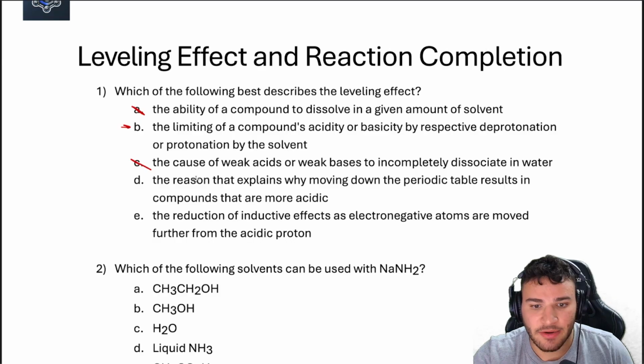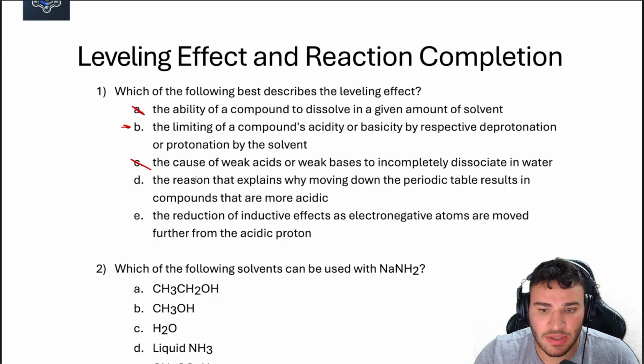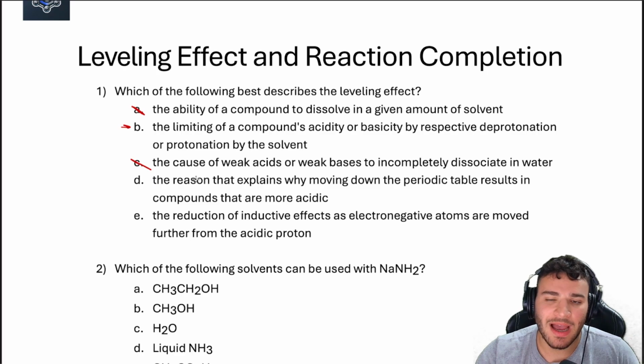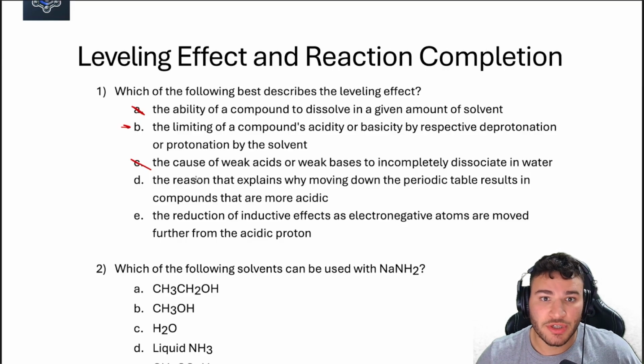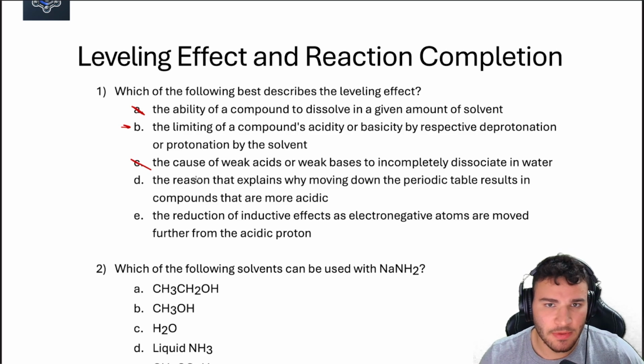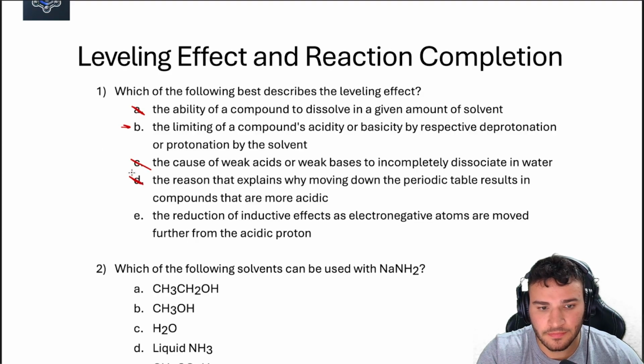Answer choice D says the reason that explains why moving down the periodic table results in compounds that are more acidic. Not really. We discussed that in REO, why this happens, and that's more because the atoms are bigger, and so they're able to hold more electrons, and opening a new shell isn't that much of a big deal. There are other principles and reasons as well, but nothing to do with the leveling effect.